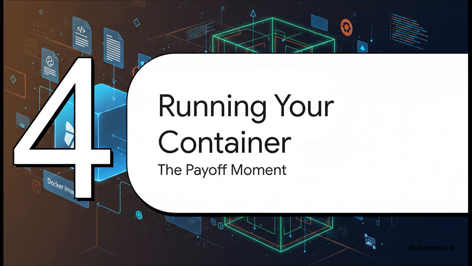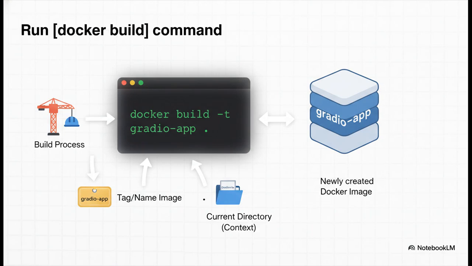This is the payoff. The first command is docker build. We use the -t flag to tag our image with a name that's easy to remember. In this case, we'll call it gradio-app. Now that single dot at the end is super important. It just tells Docker that the Dockerfile and our app files are right here in the current directory. This command reads our recipe and builds that self-contained image we've been talking about.